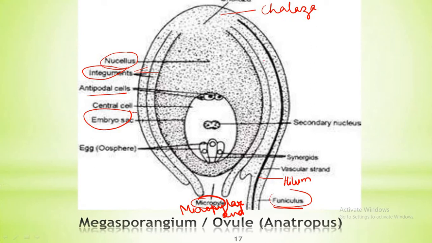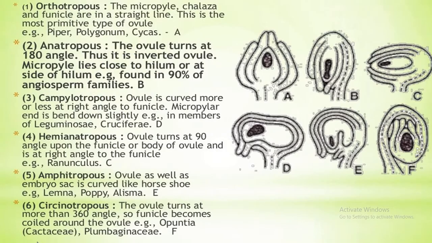You can say either. Now we were talking about the embryo sac. Inside the embryo sac there are antipodal cells. This is the secondary nucleus. Then there are synergids. These two cells, this one and this one, are called synergids, and in the center there is the egg cell. This complete structure is the embryo sac. Clear? So let us move to the next slide.